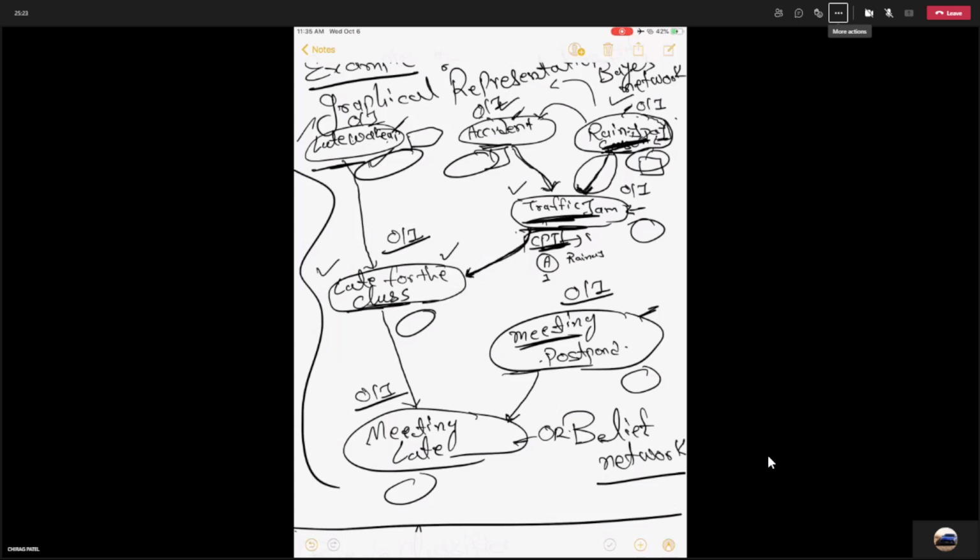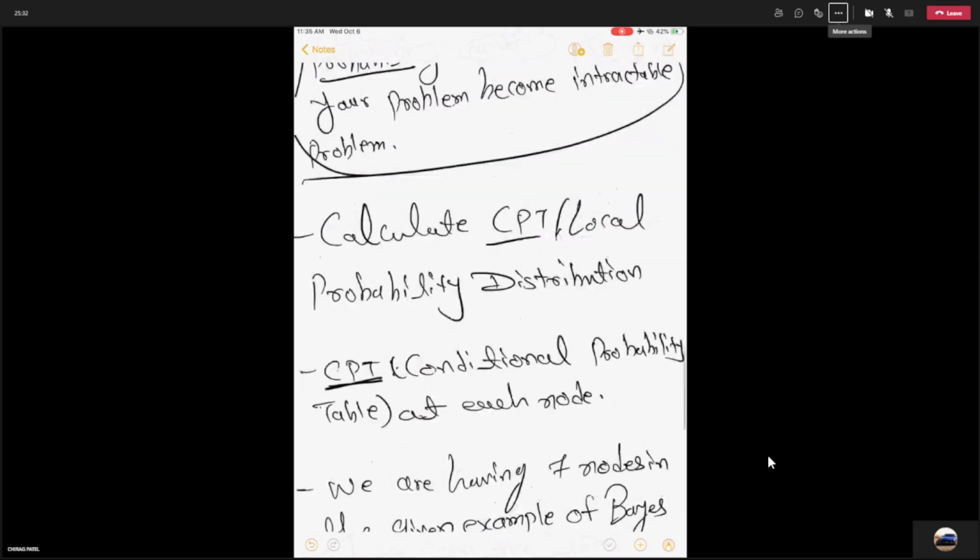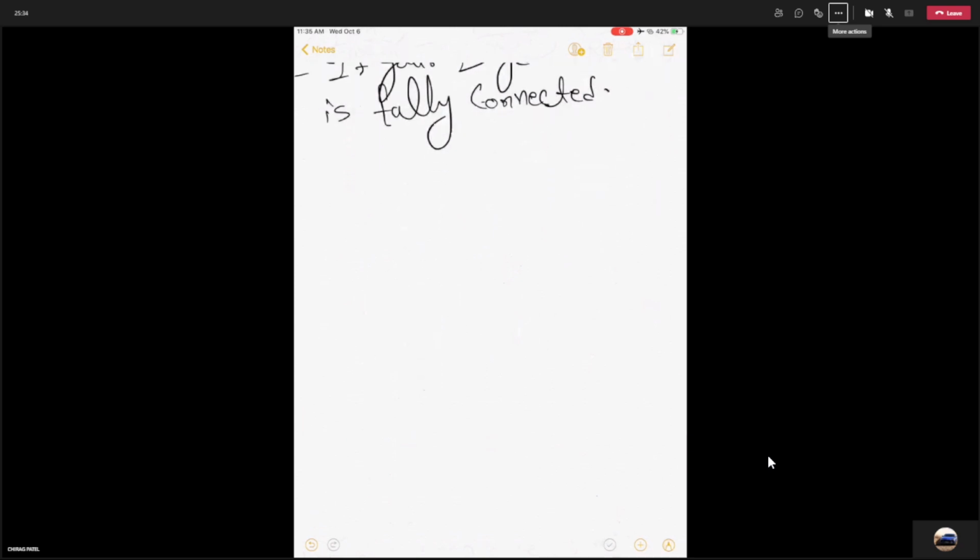Rainy season or rainy day is being, yes. Then we need to calculate what is the chance of the traffic jam. I will write it down exactly. Traffic jam condition over here.